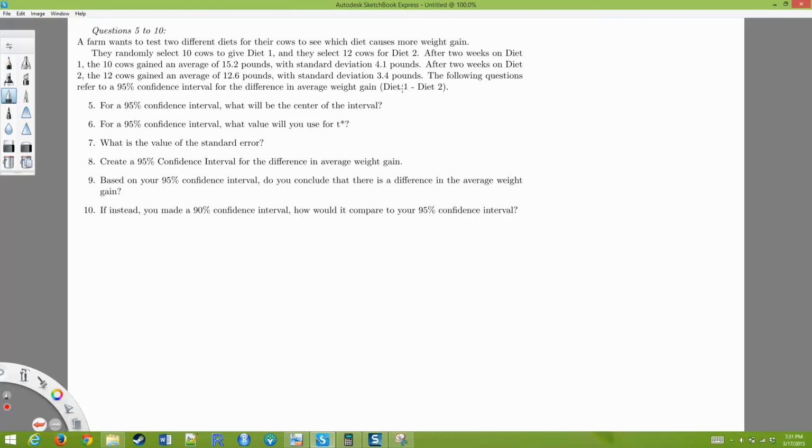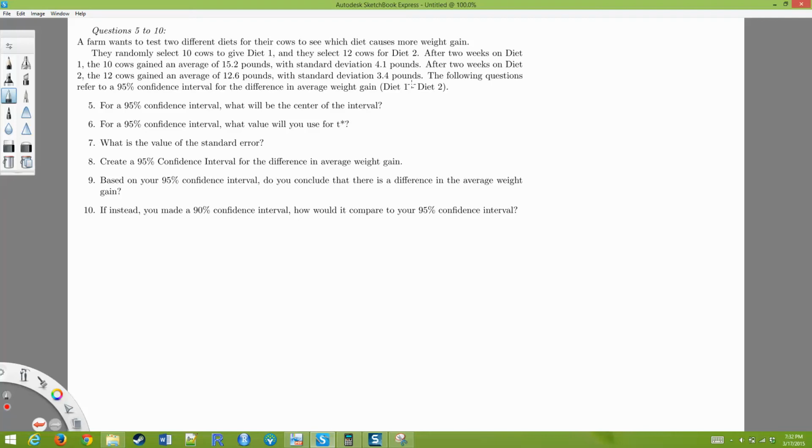Okay, so I've been trying to emphasize that the most important step in any of these questions is figuring out whether you are dealing with means or proportions, and whether you have one sample or two samples, and whether or not you're doing a confidence interval or hypothesis test. Okay, that's the most important step.